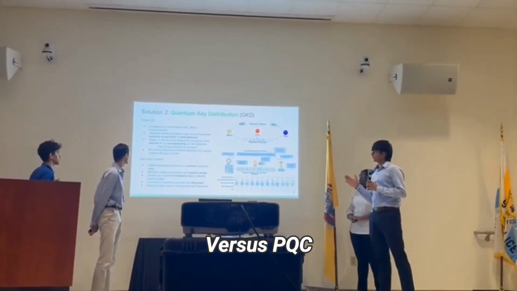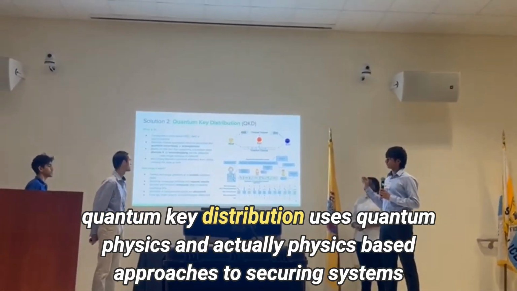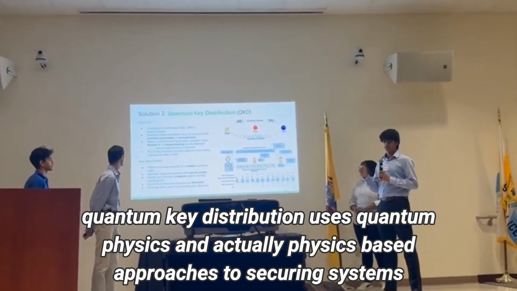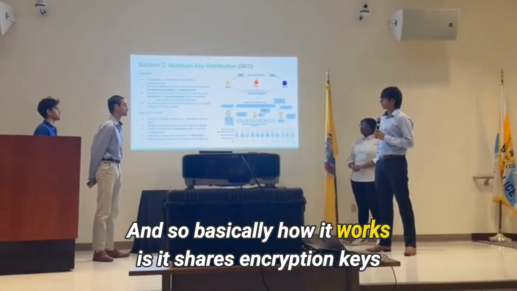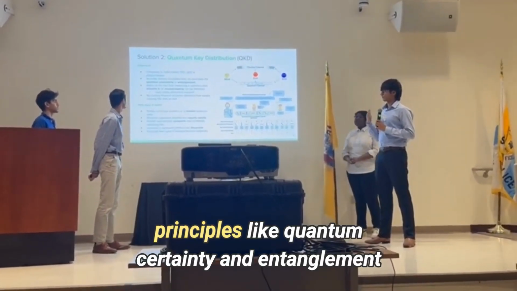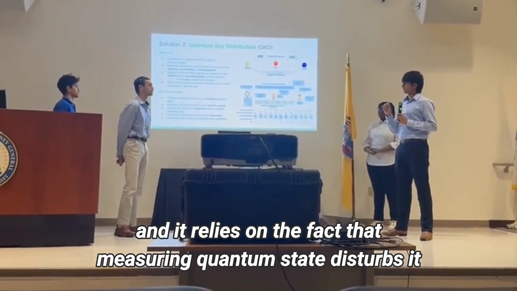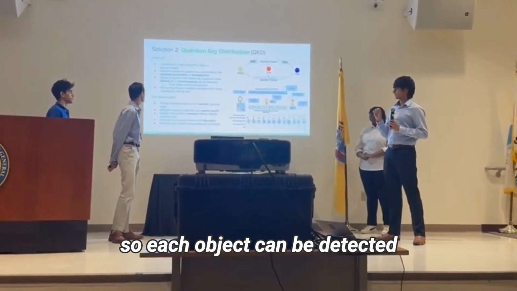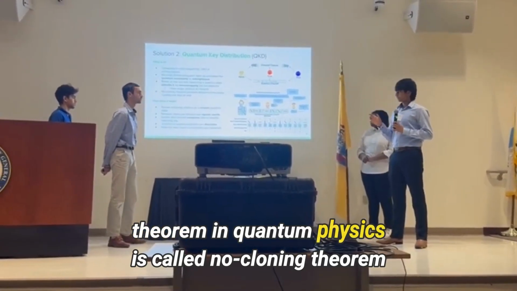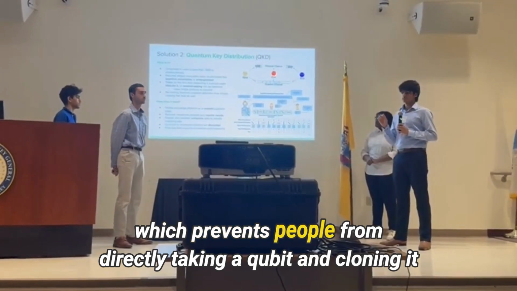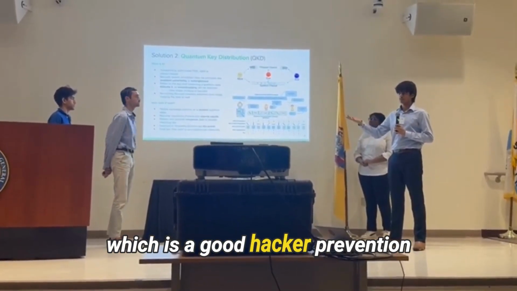And versus PQC, which relies on math and harder problems, quantum key distribution uses quantum physics and actually physics-based approaches to securing systems. And so basically how it works is it shares encryption keys by principles like quantum uncertainty and entanglement, and it relies on the fact that measuring a quantum state disturbs it, so eavesdropping can be detected. And it also uses the theorem in quantum physics called the no-cloning theorem, which prevents people from directly taking a qubit and cloning it, which could then break encryption.